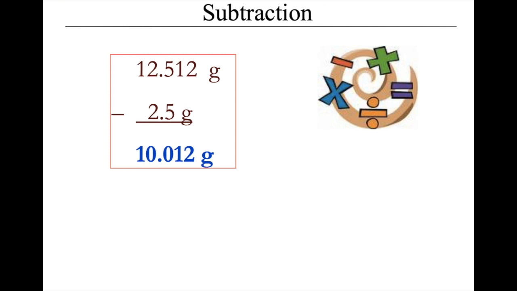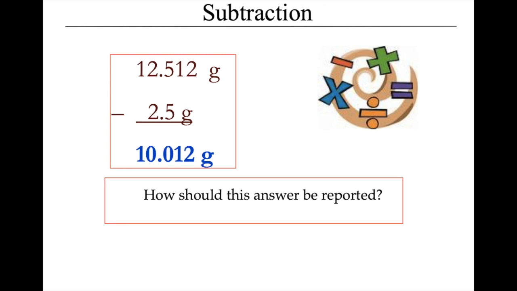And so by subtraction rules, we are going to go by the least accurate place value, which is the tenths place. In the tenths place, we have a 0 in our difference. And if we look to the right, there's a 1 to the right of that 0, which tells us that we will not round that up. And so as a result, we would report this answer as 10.0 grams.